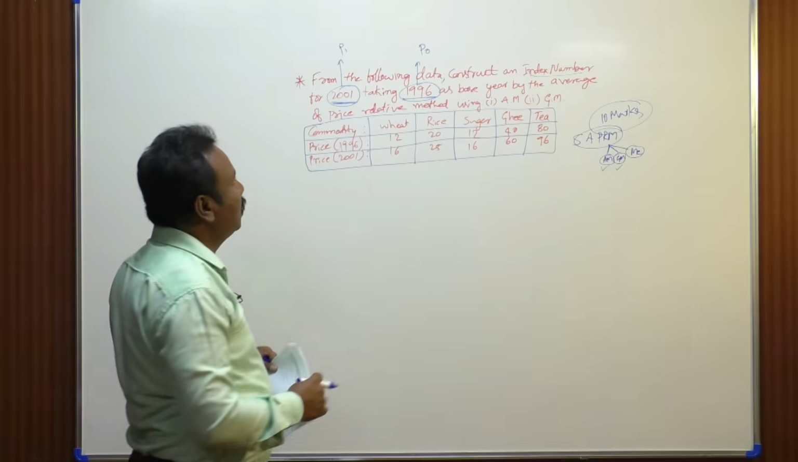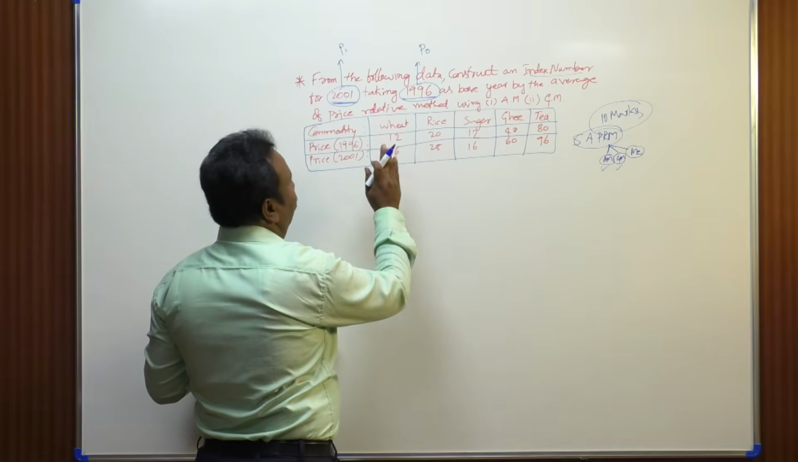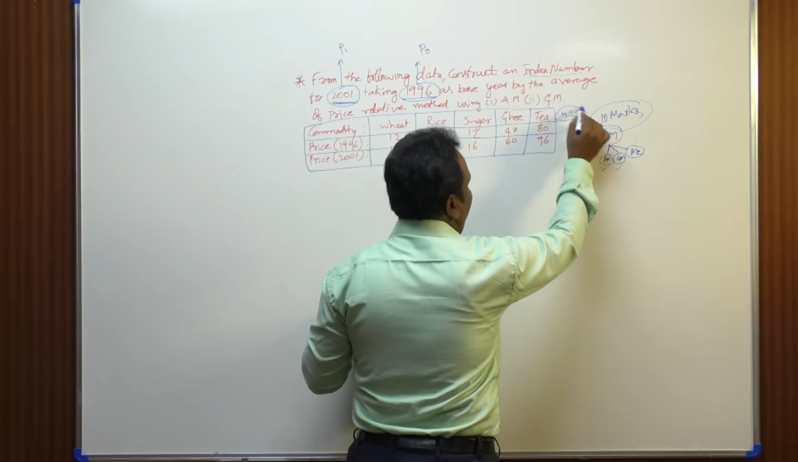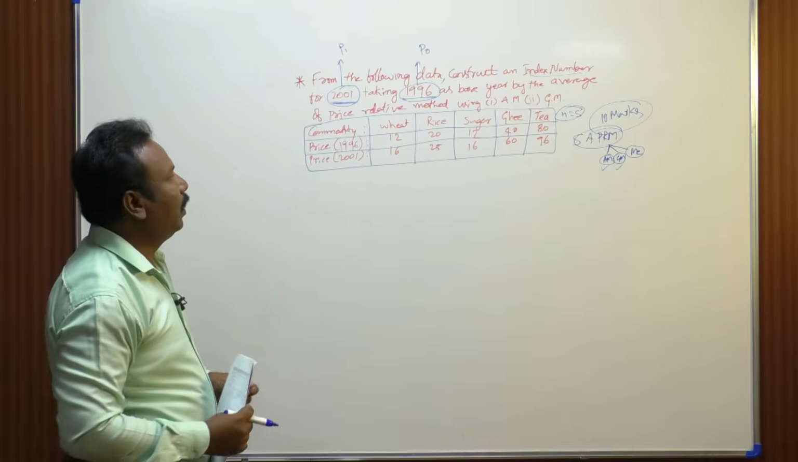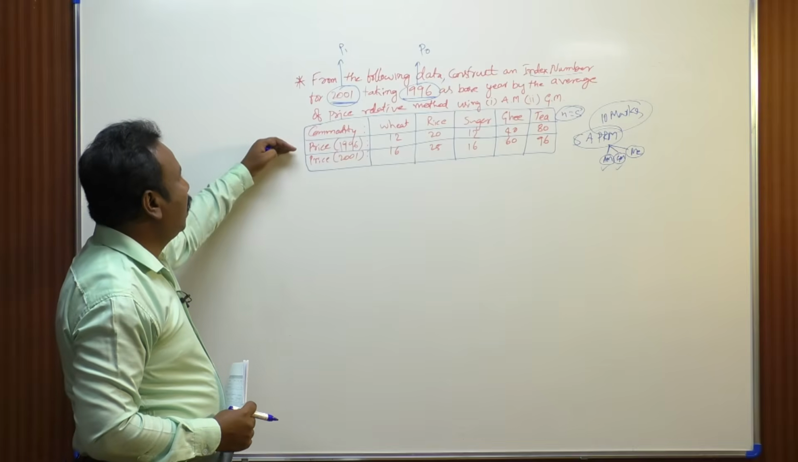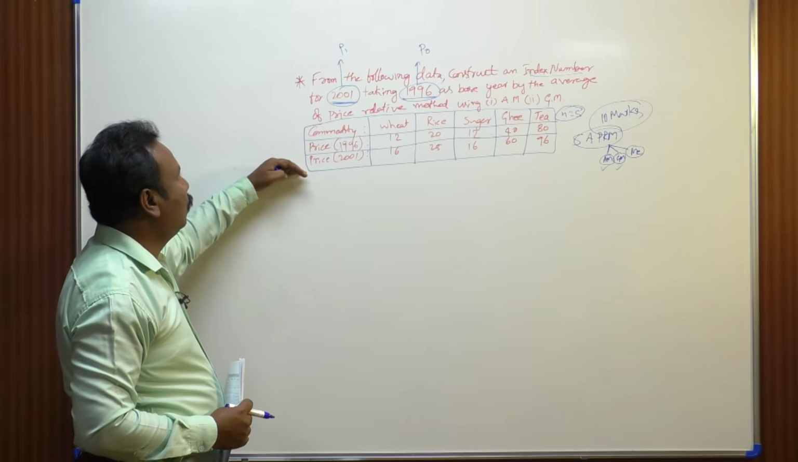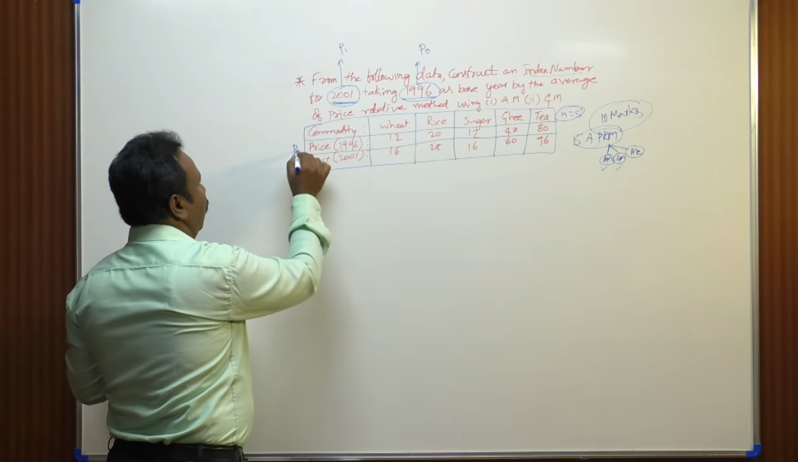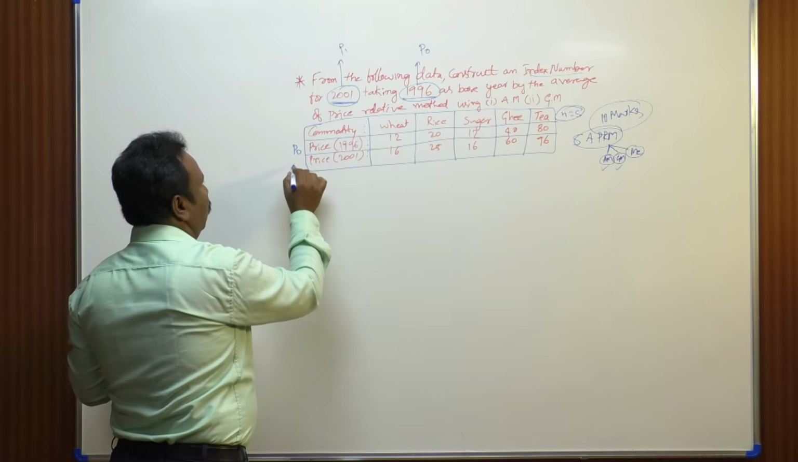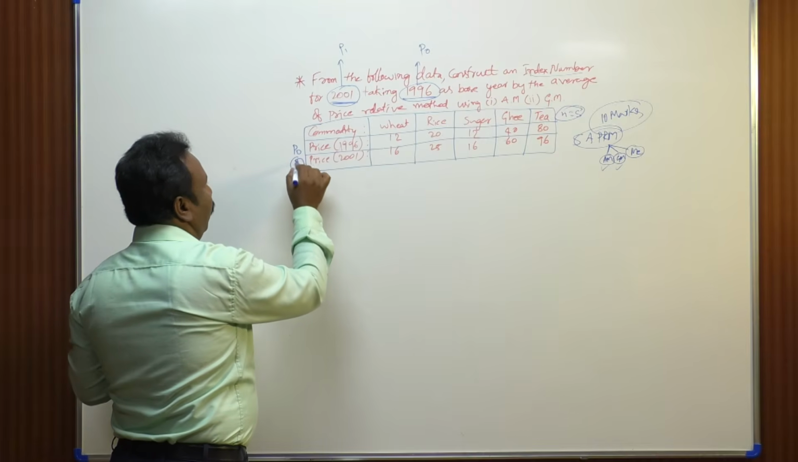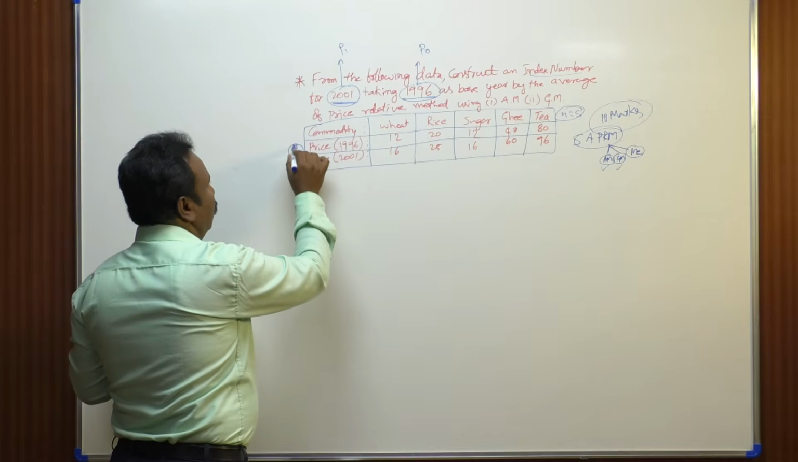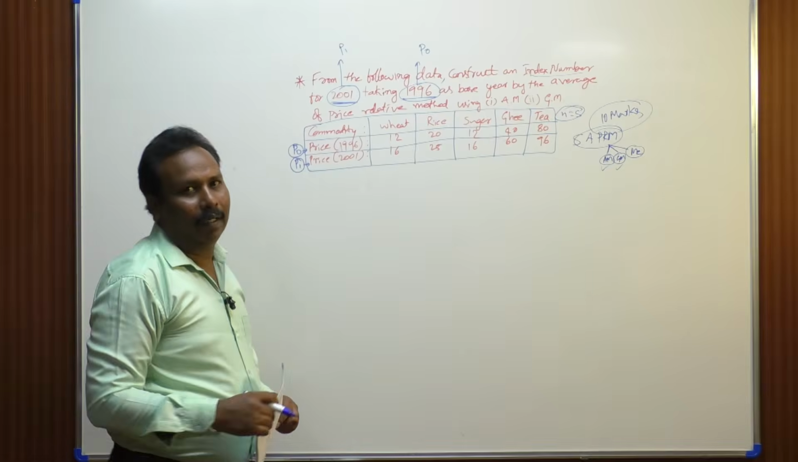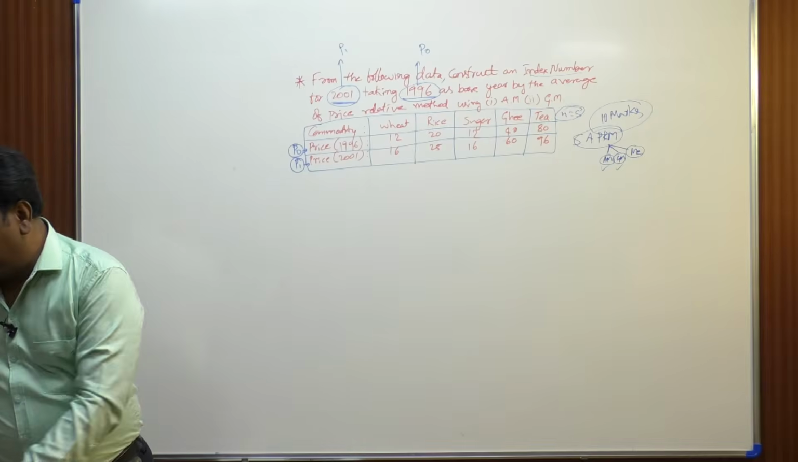So, how many commodities are there? 1, 2, 3, 4, 5. So n equals 5, that is 5 commodities are given. Then the price for 1996 and the price for 2001 is given. The price for 1996 is nothing but P0, the base year, and the price for 2001 is P1, the current year. Based on this, we construct the index number.